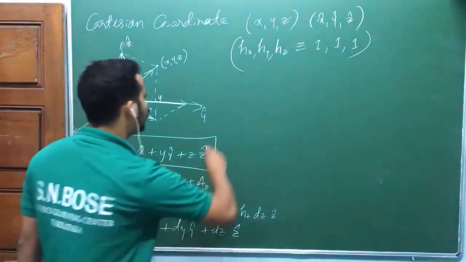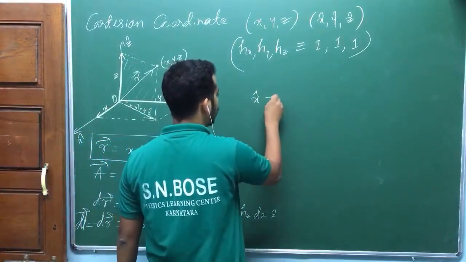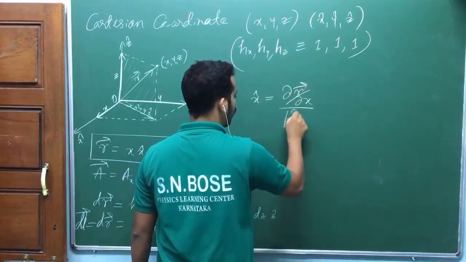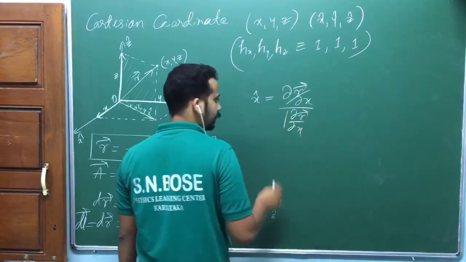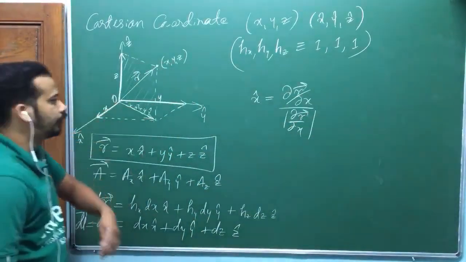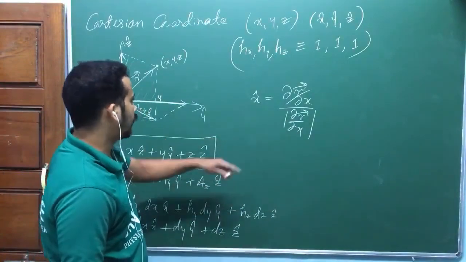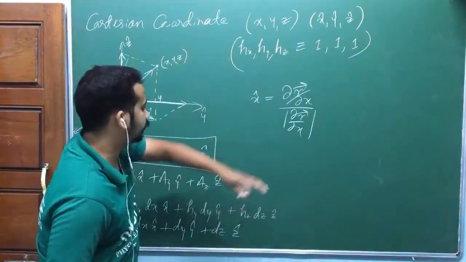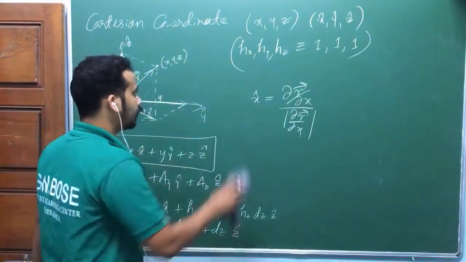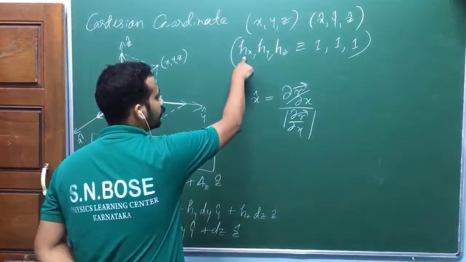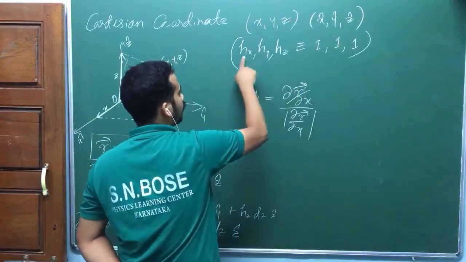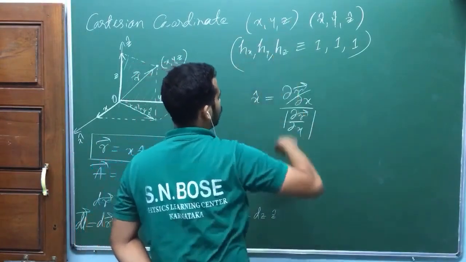So remember how this x cap, y cap, z cap are defined. That's equal to dou r by dou x divided by the mod of dou r by dou x. I'm going to use this formula for the other two coordinate systems. Here you know how you defined. But for the other two coordinate systems, again you start with the Cartesian and take the transformation. That's why this definition of unit vector is also very important. And in place of h1, h2, h3, I have taken hx, hy, hz, because I have taken x, y, z here. There I have taken q1, q2, q3. So again, respectively, I have taken hx, hy, hz. I hope you are okay with it.